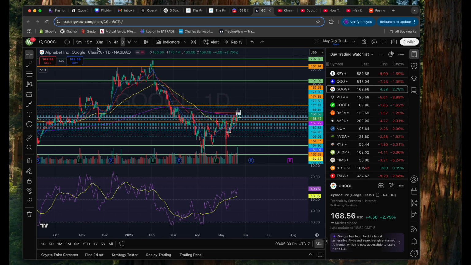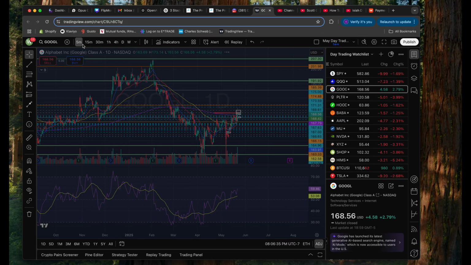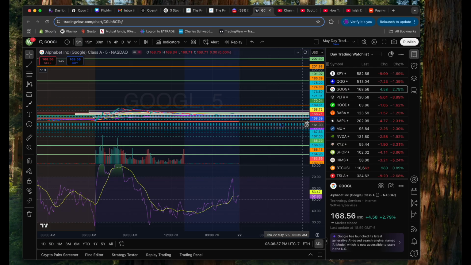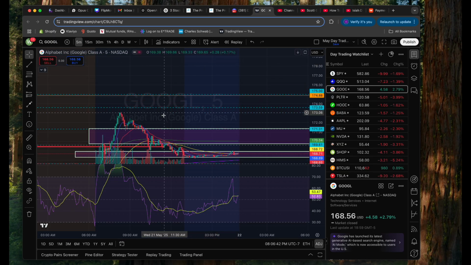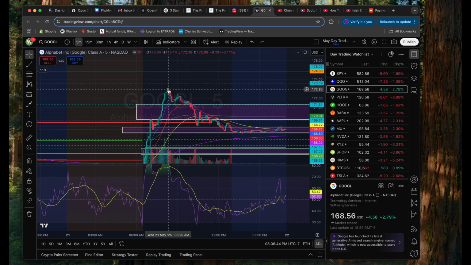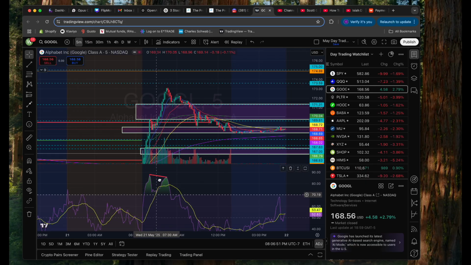Now let's go to Google real quick because this happened today. If we go to Google on the 5-minute time frame, okay, let's look at Google real quick. So when you have a higher high on the charts, right, but a lower high on the RSI, that means that the stock is going to come down, right? So look, this is a high of the day, and then this is a high of the day. So this is a higher high, right?